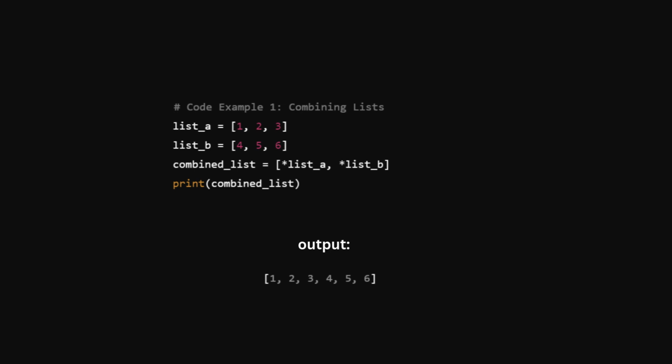So today we're going to look at an efficient way to format and manipulate lists, which is the unpacking operator, and it's represented by an asterisk. So let's dive into how this actually works. So first, let's look at combining lists.